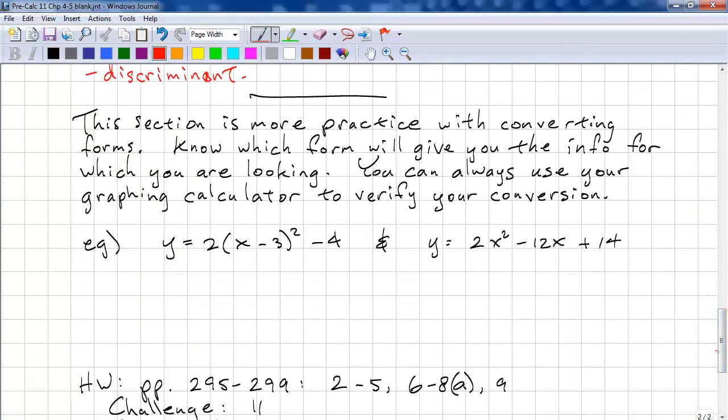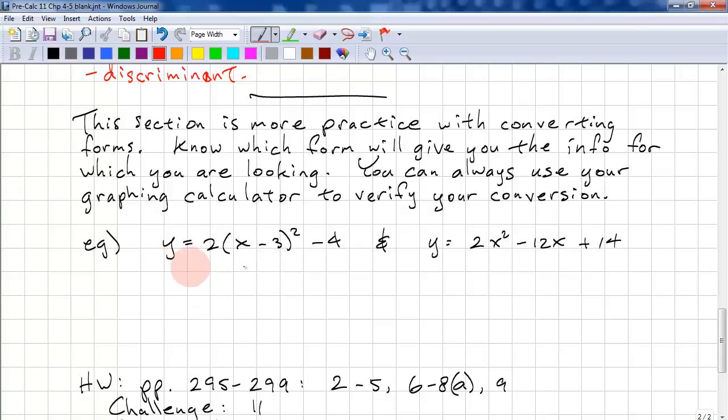So this section is more practice with converting forms, and we've gone over how to convert forms before. You need to know which form will give you the information you're looking for. So convert the form to one that you know has the value of what you're looking for. And you can always use your graphing calculator to verify the conversions.